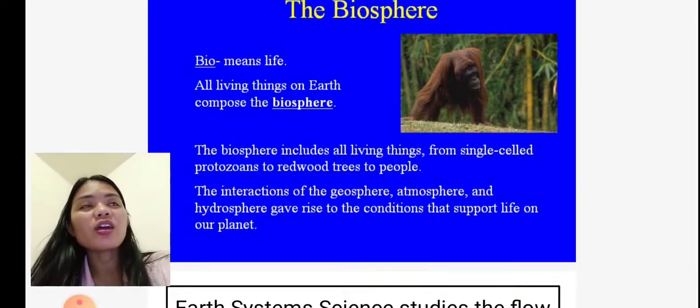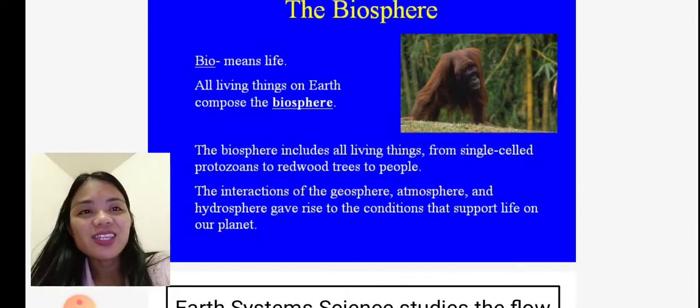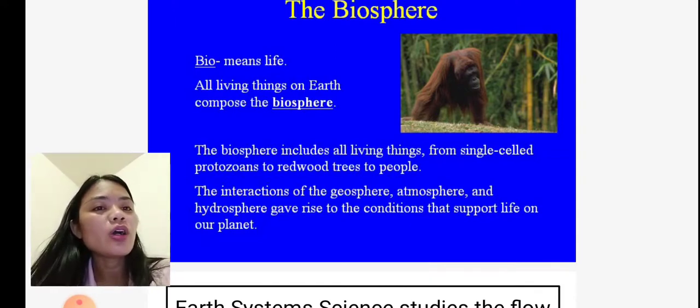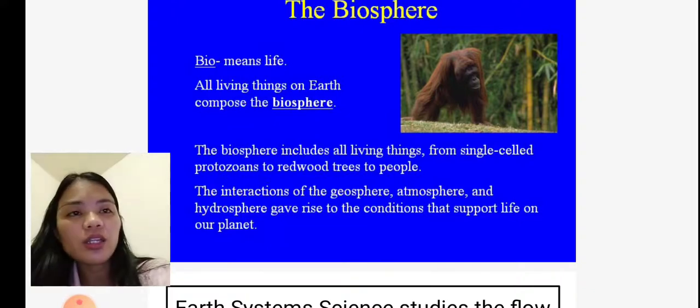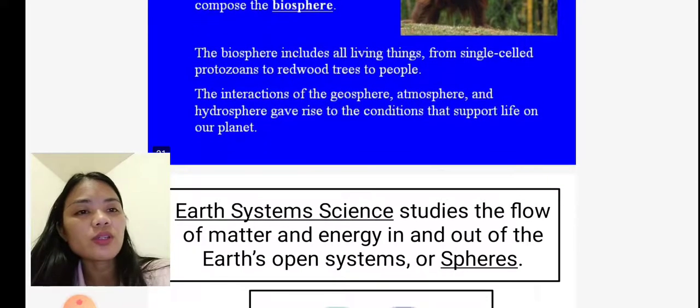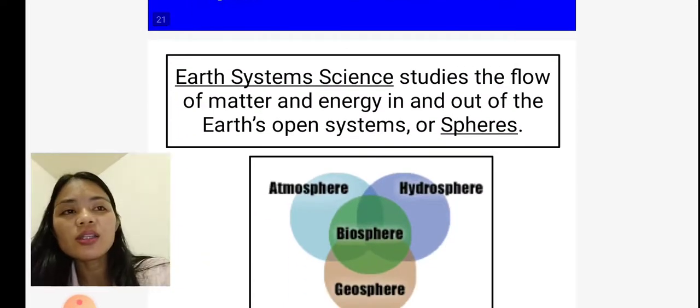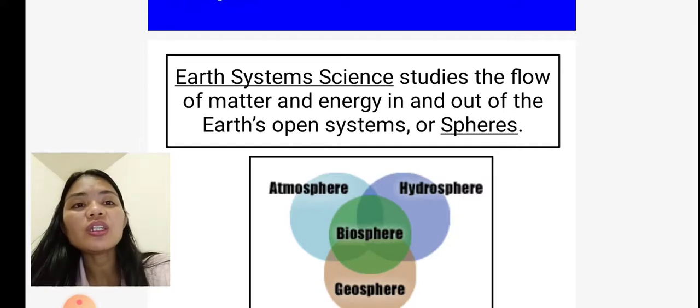So, there is always a connection between the work of God and science. So, in the Earth system, we have 4 Earth systems that interact for us to live on Earth, for the Earth to support life. And yung connection between hydrosphere, the atmosphere, the geosphere, and the biosphere is very important actually. So, Earth system science studies the flow of matter and energy in and out of the Earth's open system or spheres.